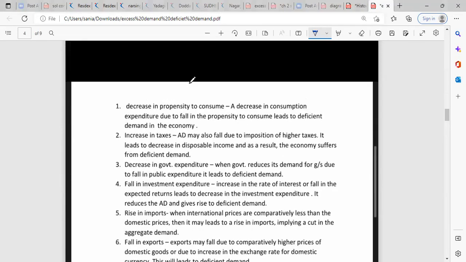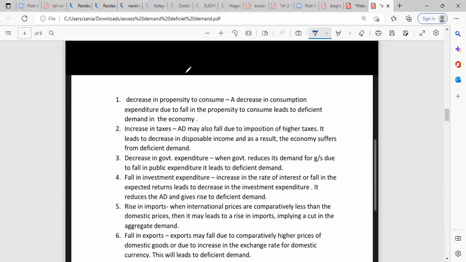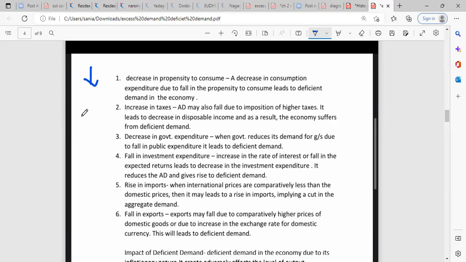First, decrease in propensity to consume. So it will be opposite. Now people do not want to consume. So the fall in consumption due to fall in propensity to consume leads to deficit demand. Then increase in taxes. Earlier you had to pay 10 rupees tax, now you have to pay 20 rupees tax. So of course more of your money will go in paying tax, and you will not demand more. Then decrease in government expenditure. Earlier the government was giving you subsidies, but now it is not, so again you have to pay for things. Investment expenditure: now people don't want to spend on investment.